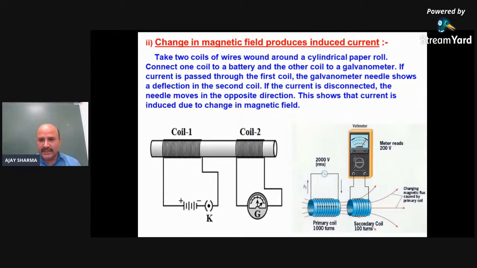Okay, Yogesh is saying some concept is not summarized, the experiment. Okay, Yogesh, I will be summarizing the concept for you. I hope you are talking about electromagnetic induction. Okay, right. Can I have the slide, please?